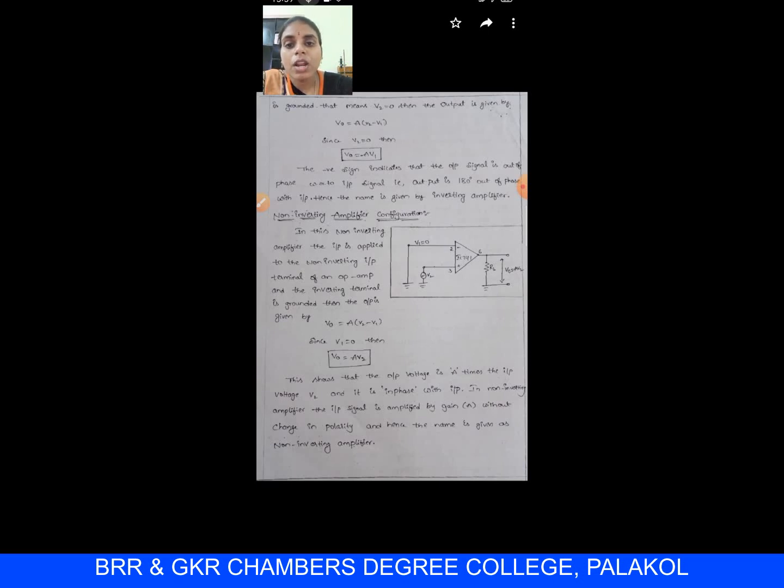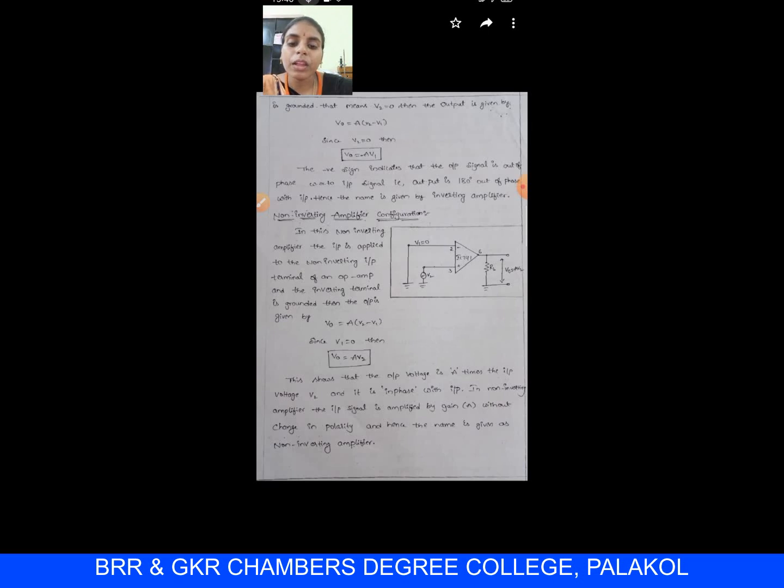Next type is the non-inverting amplifier configuration. In this configuration, the input is applied to the non-inverting terminal of an op amp and the inverting terminal is grounded, as shown in the diagram. The output is taken across the load resistance with respect to ground. Then the output is directly proportional to the difference of the inputs. Here V1 is 0, that means the inverting terminal is grounded, so V0 is equal to A times V2.